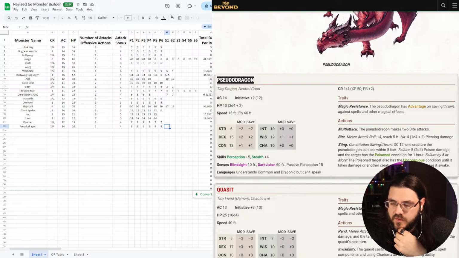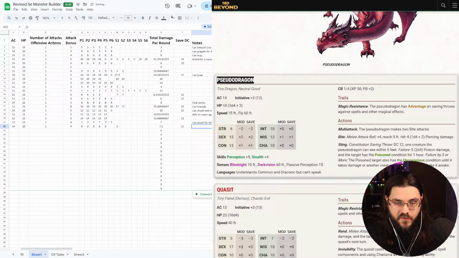And then its sting, which you can use instead. It's Constitution saving throw. 1 creature that it can see takes 5 damage and has the poison condition, or they're unconscious. So it's going to do that at least 1 time in a fight, which will be 5 damage. The save DC is 12. Can sting to potentially make unconscious.